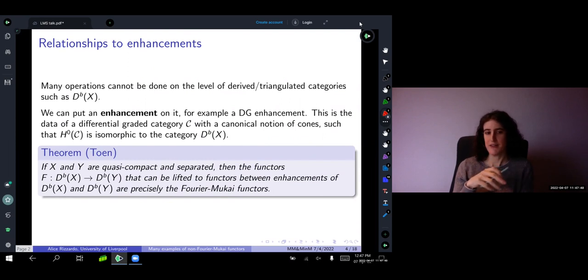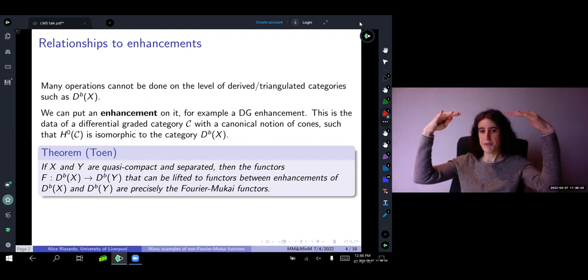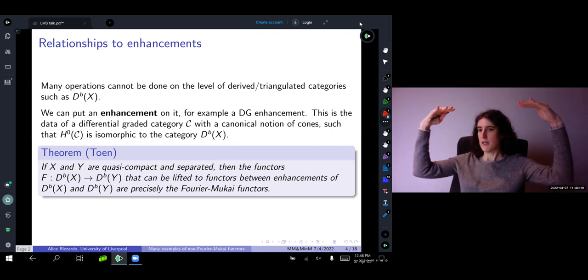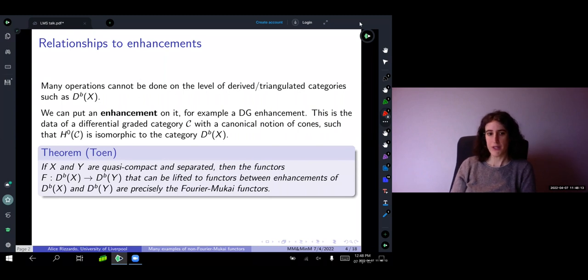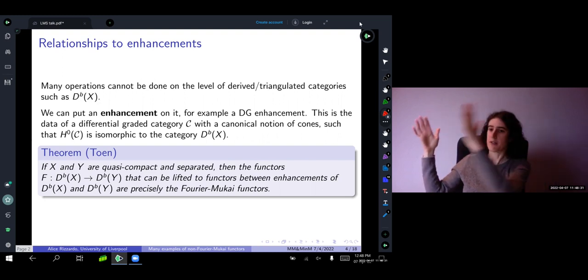This says that, again, under extremely mild conditions on X and Y, the functors that live downstairs but can be lifted to the upstairs, so a functor between two derived categories that can be lifted to a functor between two enhancements, these are precisely the Fourier-Mukai functors that I defined before. So the very nice geometric functors where what you can do is just start in the derived category of X and do this pull back to the product, tensor with something, push forward.